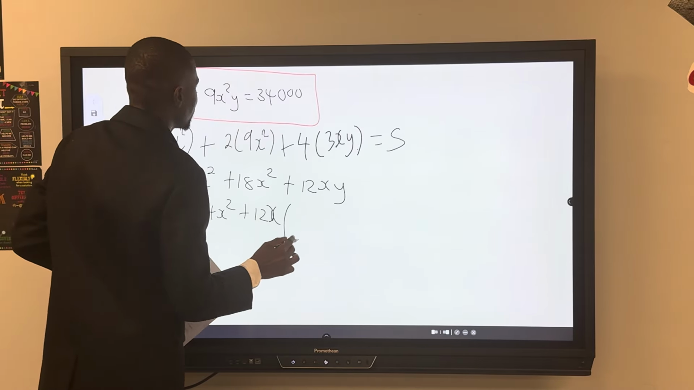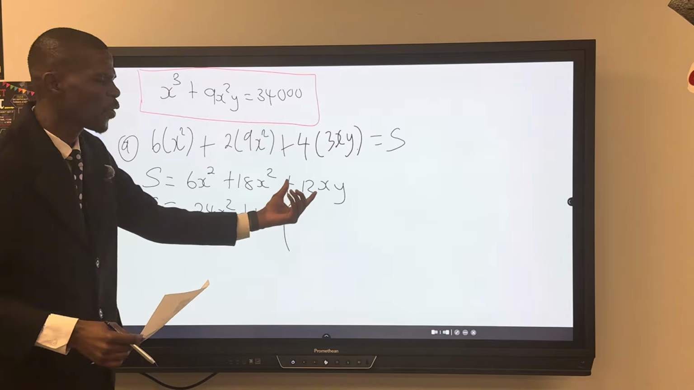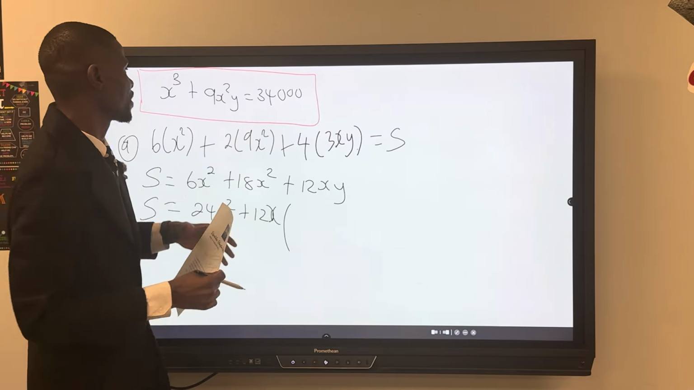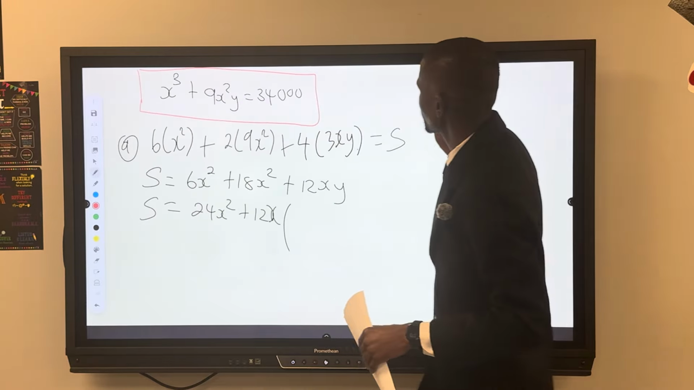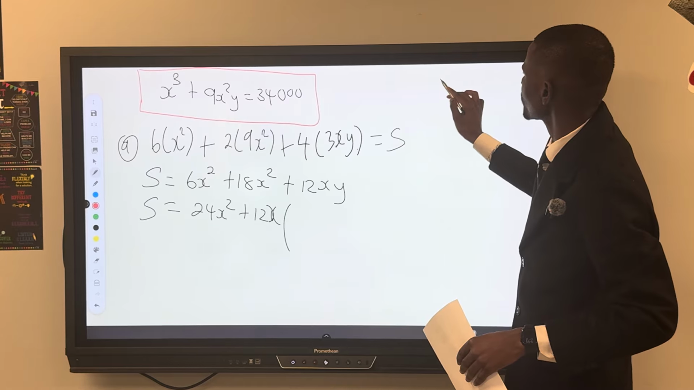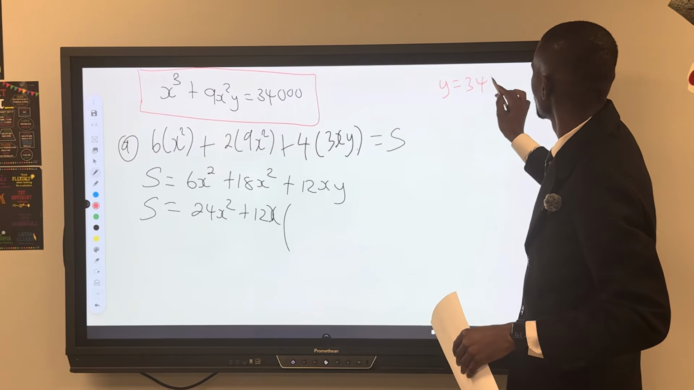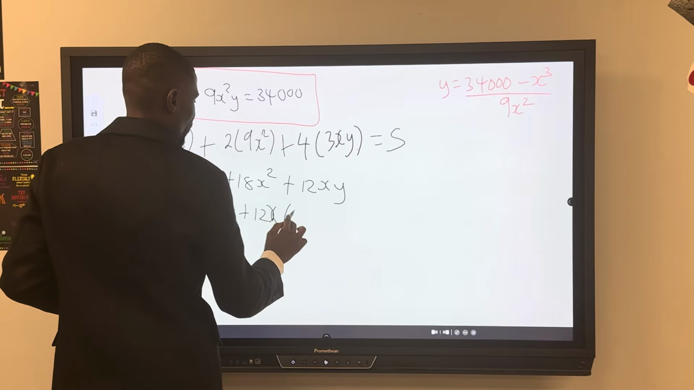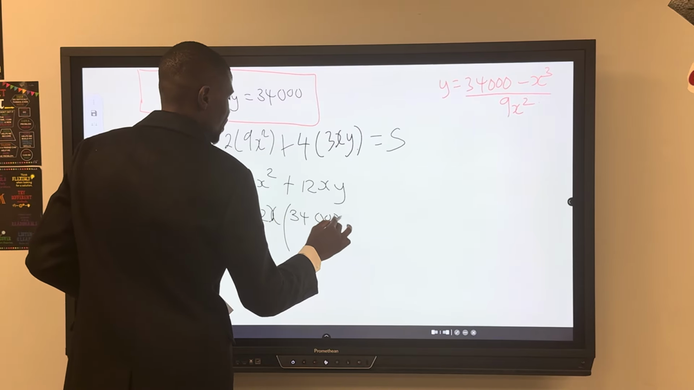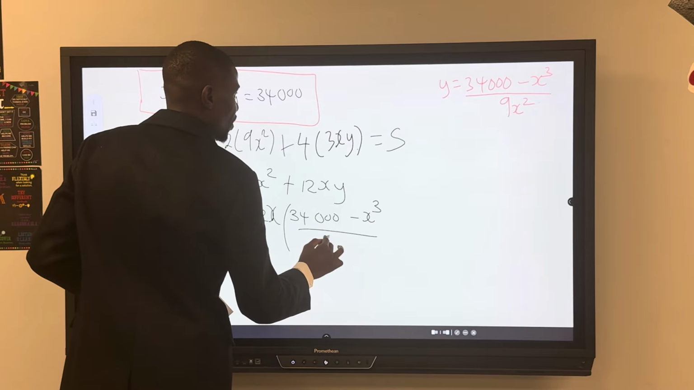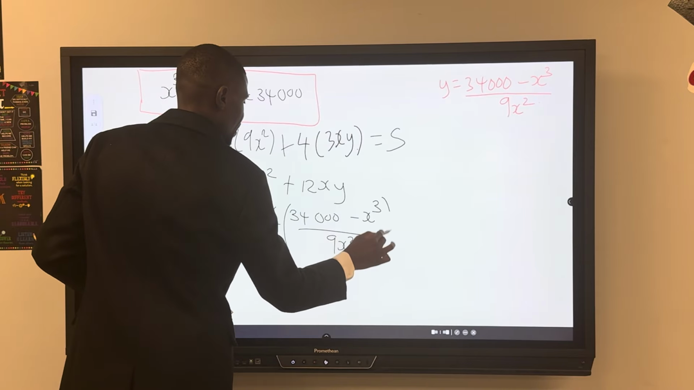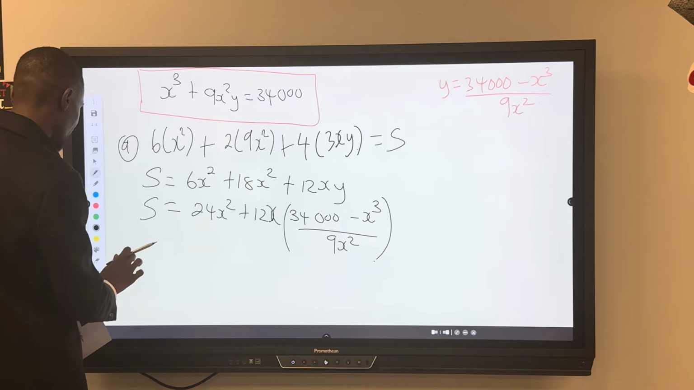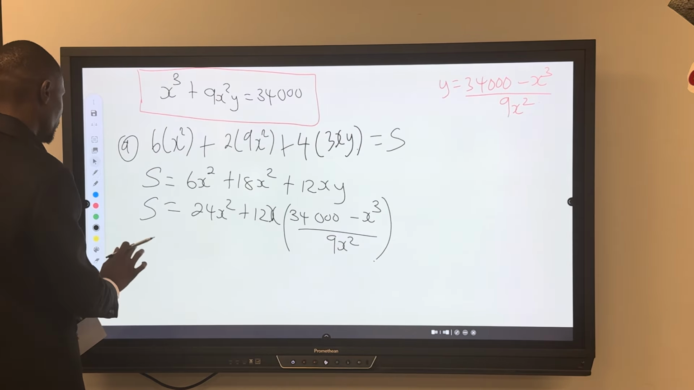But remember, they say in terms of x only. So I'm going to make y the subject here. y is going to be 34,000 minus x cubed over 9x squared. So I'm going to replace y with 34,000 minus x cubed over 9x squared. Let me try and simplify this.